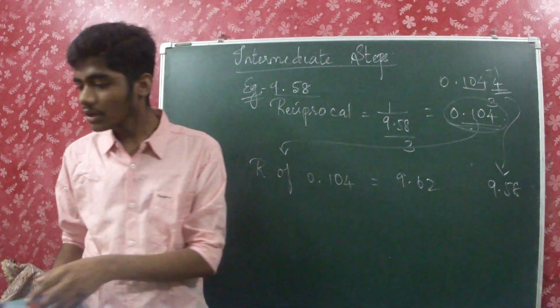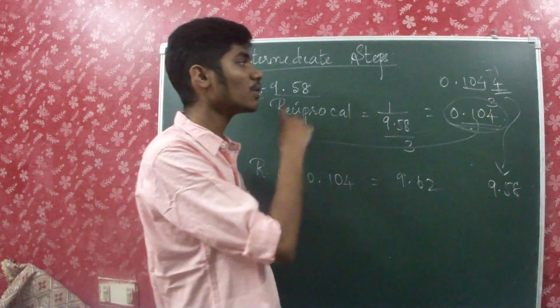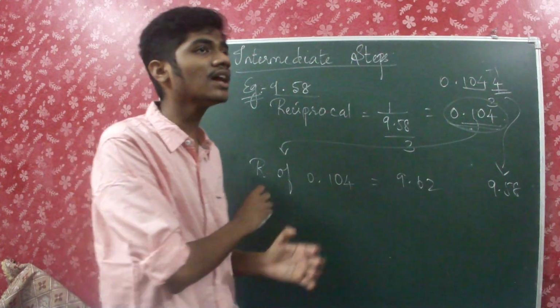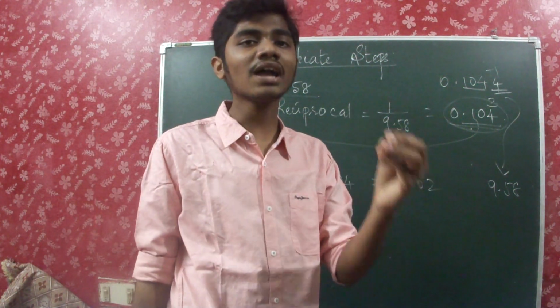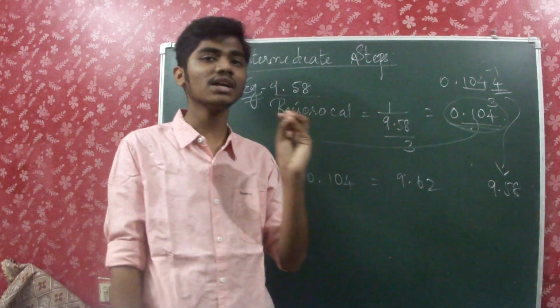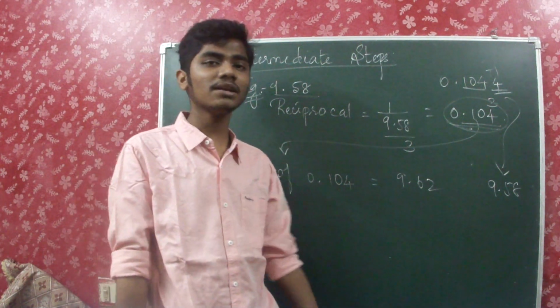So whenever you are doing multi-step problems or multi-step computations like this, you must always remember that in an intermediate result, you must add one more digit, one more significant digit. Okay, only then will you get proper answers.